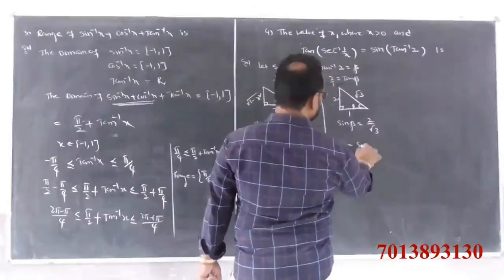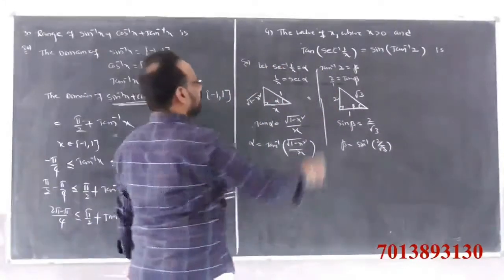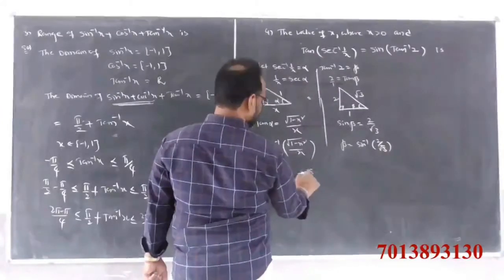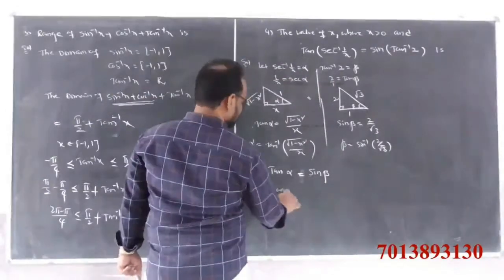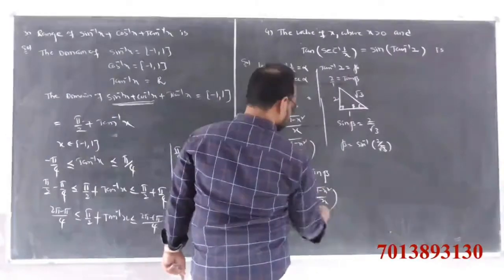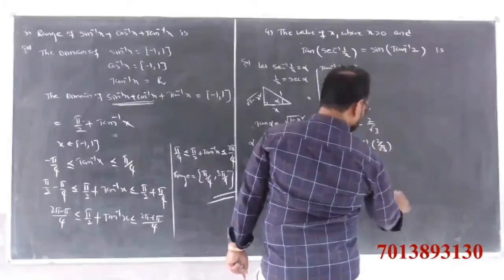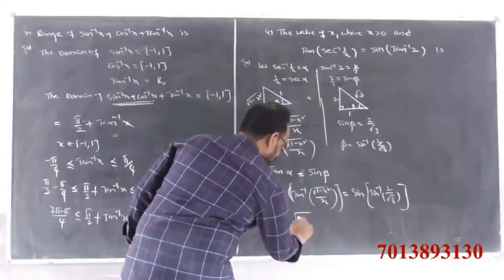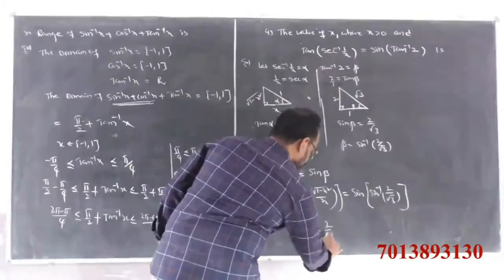Here also beta is equal to sin inverse of 2 by square root 3. Applying here, tan alpha is equal to sin beta, we get tan inverse of square root of 1 minus x square by x is equal to sin inverse of 2 by square root 3. By using this property, square root of 1 minus x square by x is equal to 2 by square root 3.